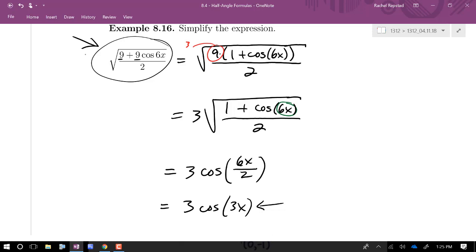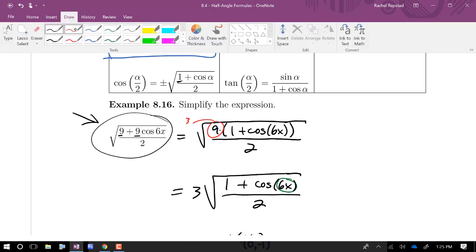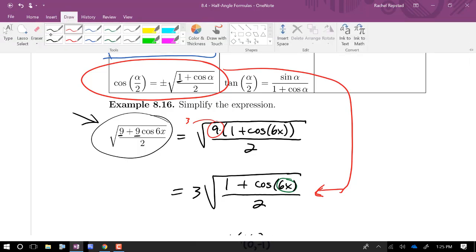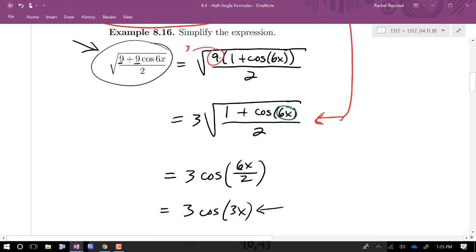Yeah, how do we get from the radical to the 6x over 2? Because we used this identity here. So what we have here is written in that form. Oh, okay. I see. Yep.